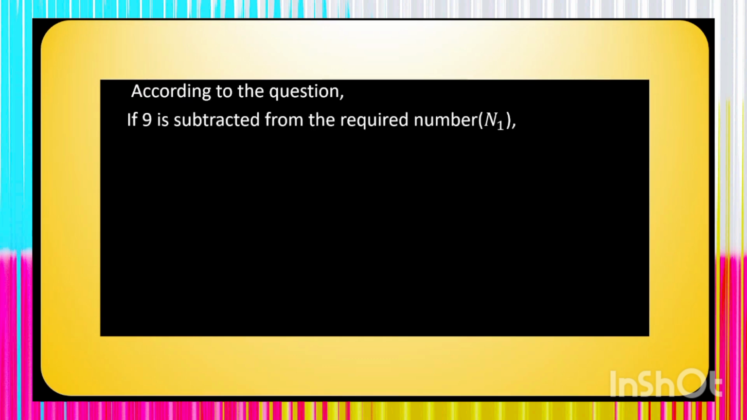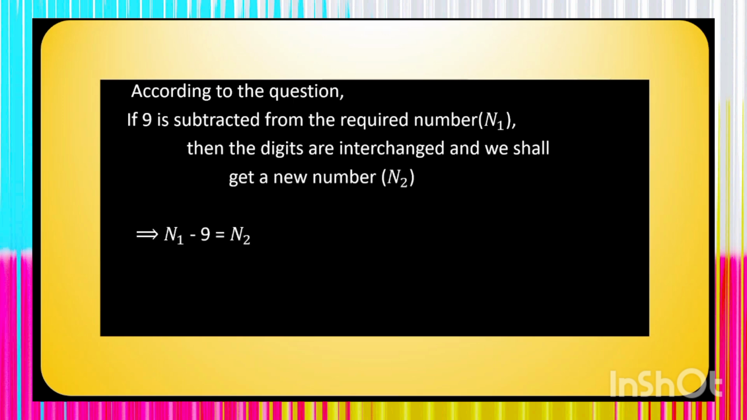According to the question, if 9 is subtracted from the required number, then the digits are interchanged and we shall get the new number which is equal to n2. So n1 minus 9 is equal to n2. The value of n1 is 9x plus 5. The value of n2 is 50 minus 9x. So it will be 9x plus 5 minus 9 is 50 minus 9x. 5 minus 9 is minus 4, so 9x minus 4 equals 50 minus 9x.